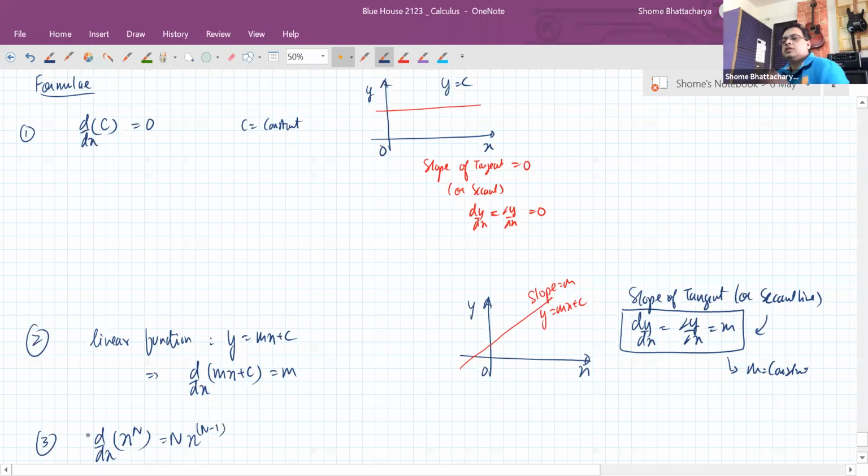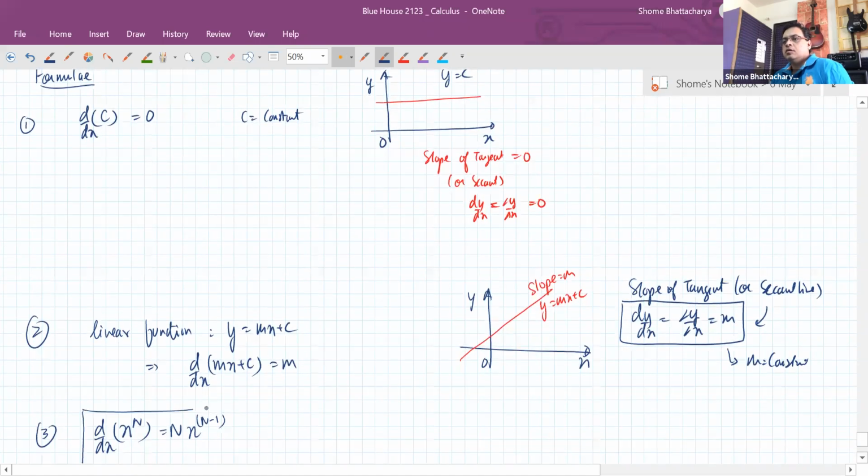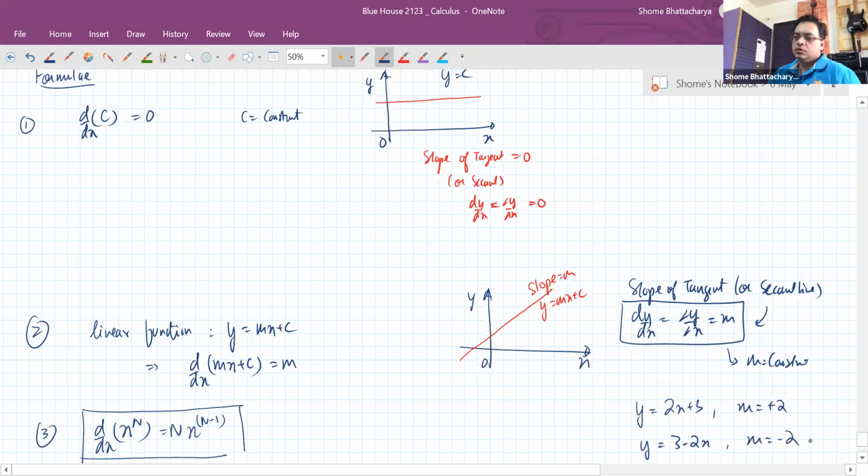Sir, what determines that the slope of a tangent is positive or negative? The value of m determines, beta. So for example, if I have a line y is equal to 2x plus 3, this will have a slope which is positive. But if I have a line which is 3 minus 2x, this will have a slope which is negative.